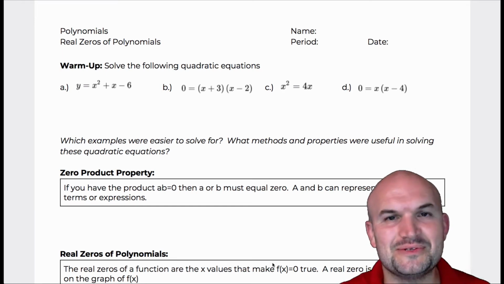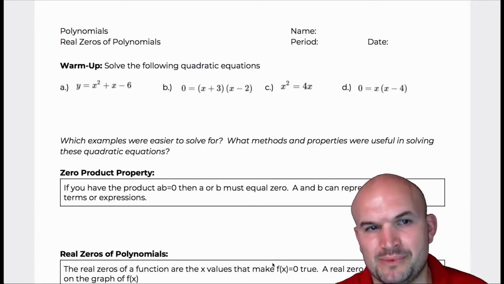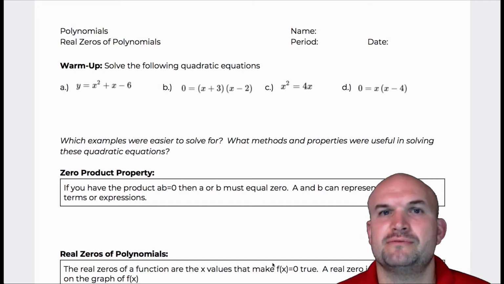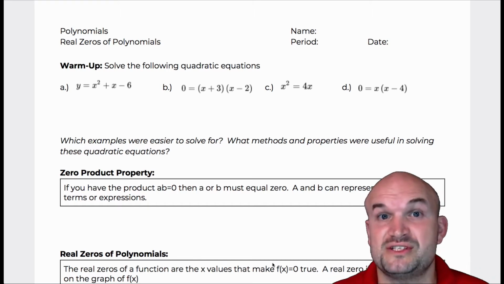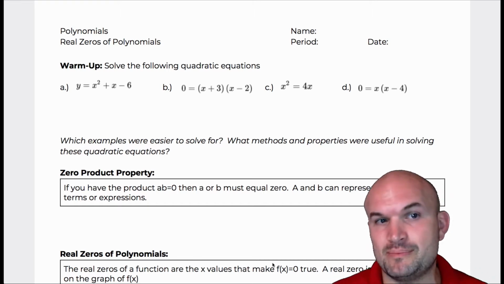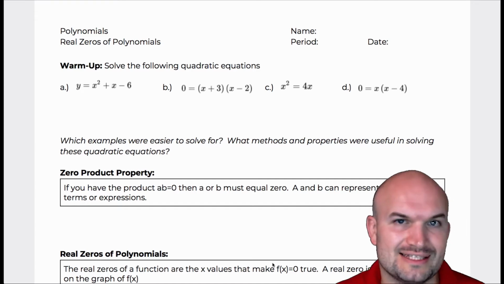Okay, so now to talk about the real zeros of polynomials. We've already talked about the zeros of polynomials, or at least the real zeros, and those were the x-intercepts of the polynomial, basically where the graph crossed the x-axis.